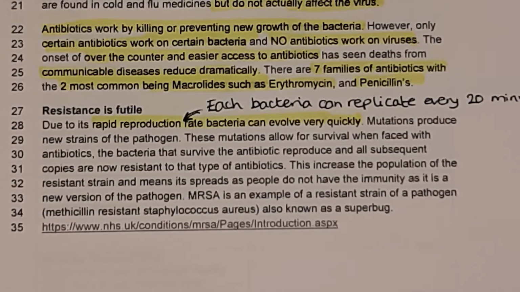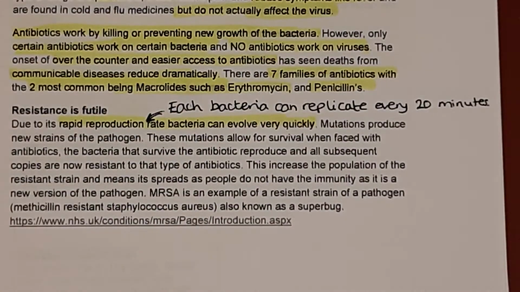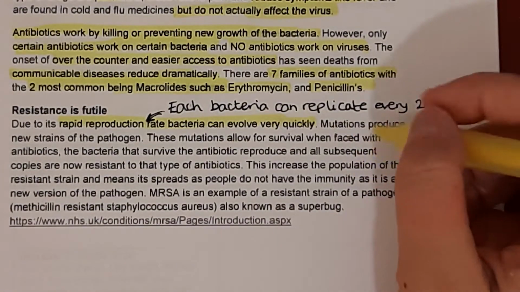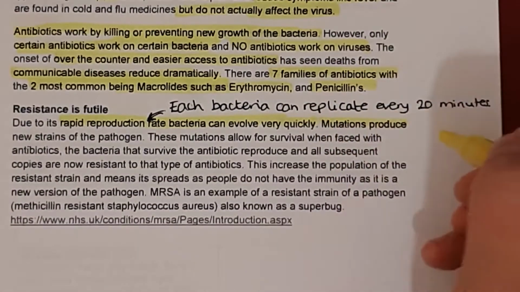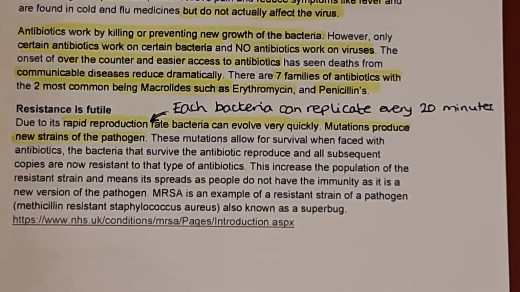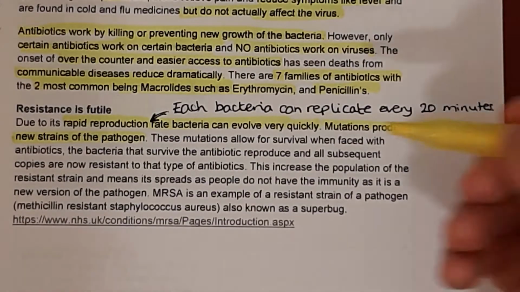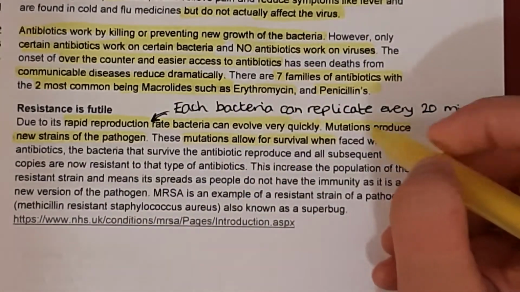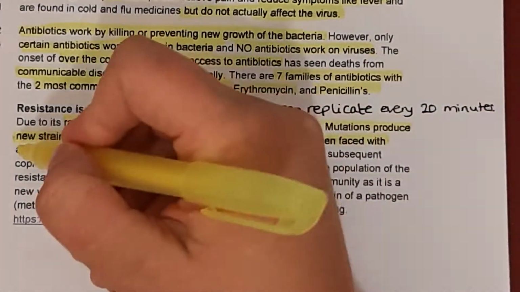Now that's not exact, it varies from bacteria to bacteria, but many strains can replicate every 20 minutes, which is very serious. So this means that mutations occur quite quickly. Mutations produce new strains of the pathogen. Now these mutations cause us problems. Helpful for the bacteria, helps them to survive these antibiotics. Not so good for us because it means our antibiotics stop working. So the mutations allow for survival when faced with antibiotics.